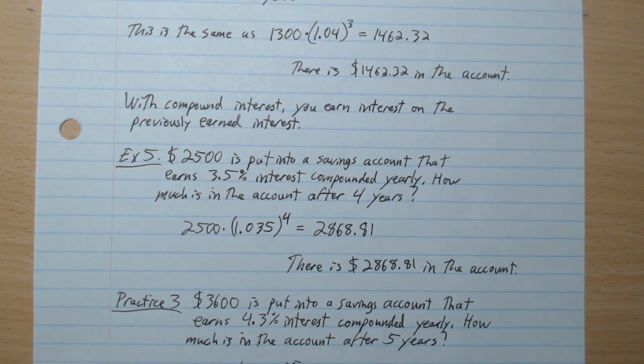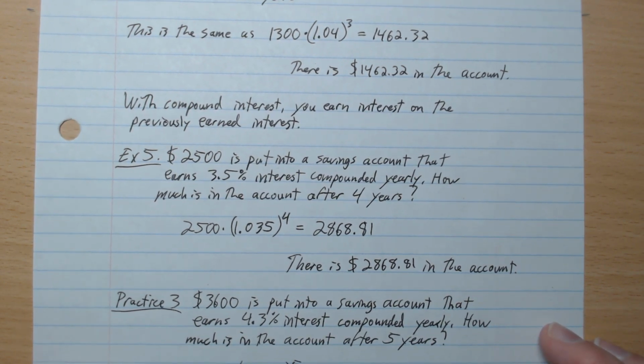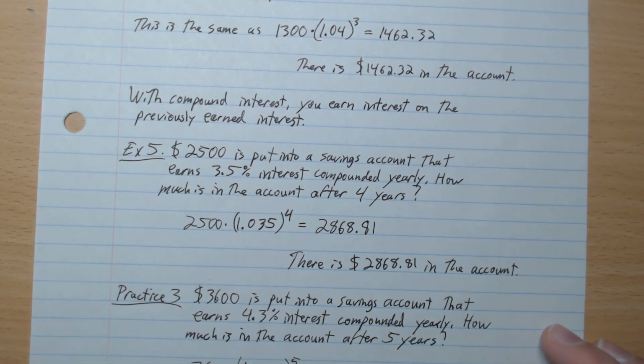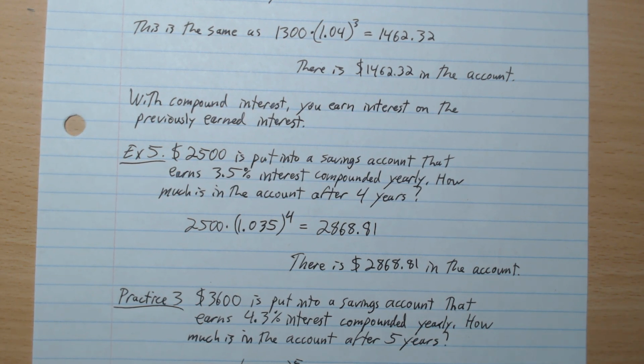Okay, practice, your turn. $3,600 put into a savings account that earns 4.3% interest compounded yearly. How much is in the account after 5 years? Go ahead and pause the video and answer that.